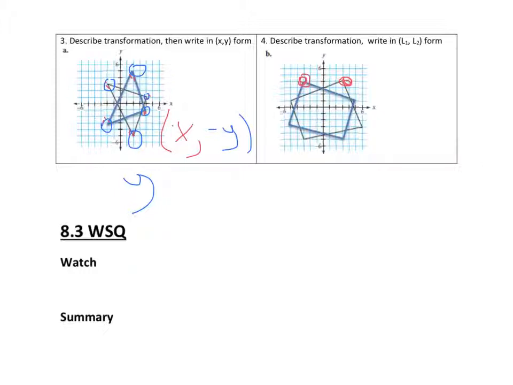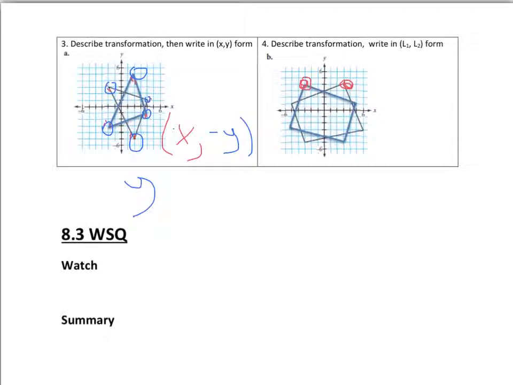If we look at it, we have a positive 3 here, positive 3 here, and a negative 3 here. So the x values are changing. So that means that list 3, the x values, are changing to the opposite sign of the x values on the original image. And if you look at the y values, they are at the same level, so L4 is still equal to L2 because we didn't change the sign of them at all.